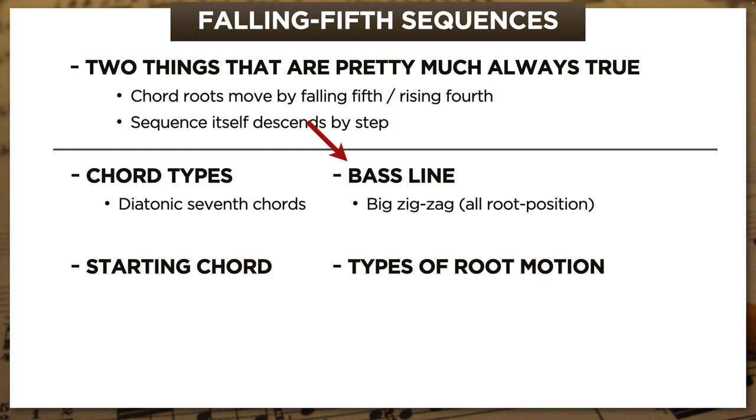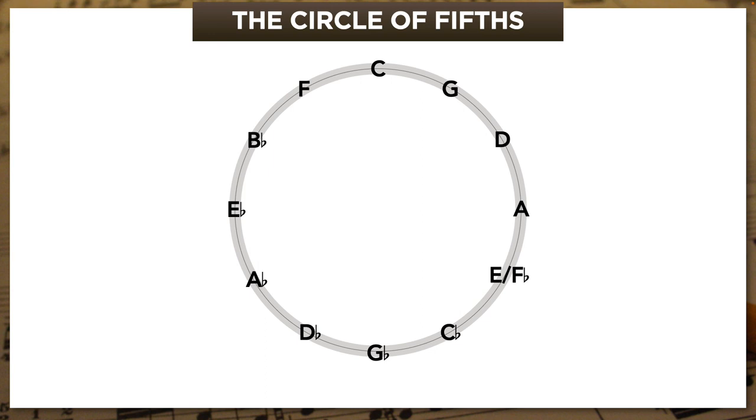And then there's the type of root motion. Well, what does that mean? Here I'm talking about the type of fifths that the roots fall through. This is really important. Generally when we think about fifths being chained together, the image that comes to mind is the so-called circle of fifths. But the thing we call the circle of fifths is actually a circle of perfect fifths. No matter where you start, to go all the way around, to get back to that point, you have to go through all 12 enharmonic notes.